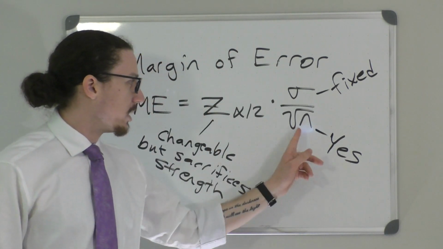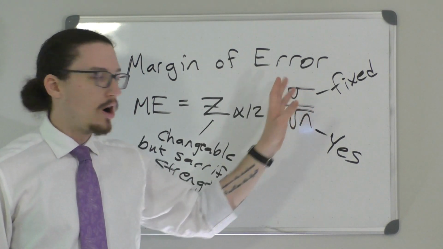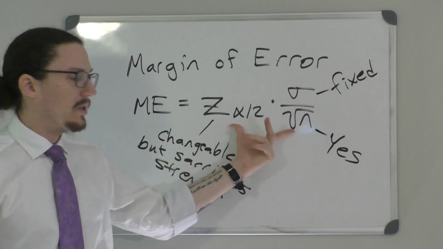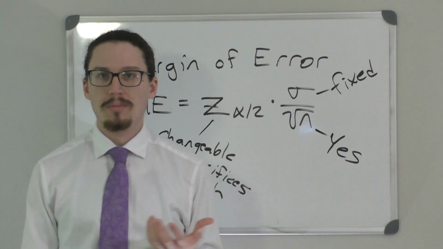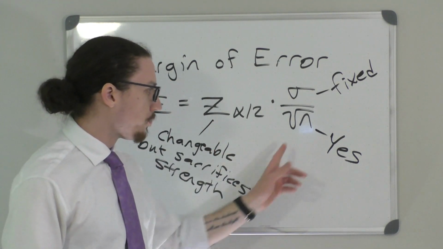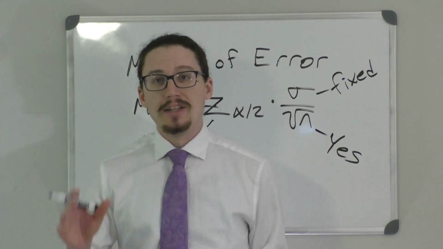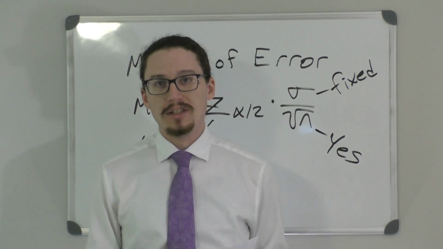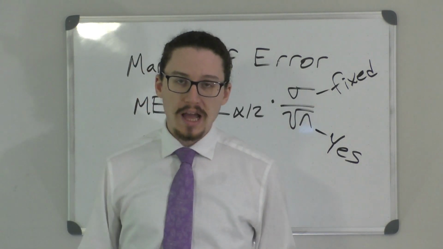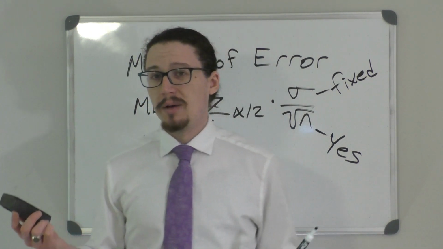As our sample size increases, the standard error decreases, because this is going to get bigger and bigger. It's going to make the whole term smaller. And if this term is smaller, that means your margin of error is going to be smaller, the smaller your standard error is. So we can change our sample size. We can use that to make our confidence interval narrower. The way we're going to do that is by increasing our sample size.